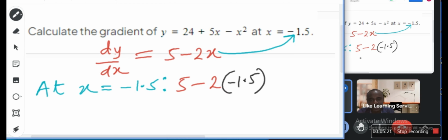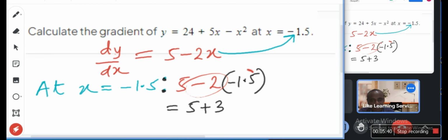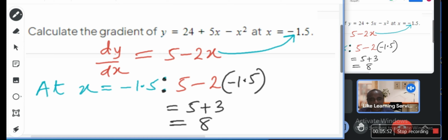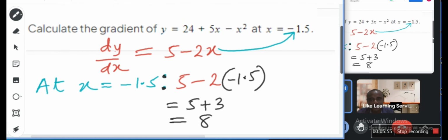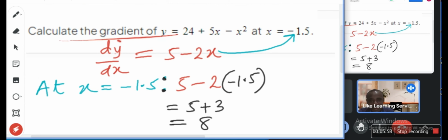Yes, sir. That gives us what? Minus 3. Okay, so this is equal to 5 minus, no, it's not minus 3. Minus 2 times minus 1.5 will give us plus 3. Be careful. Minus 2 times minus 1.5 is plus 3. So 5 plus 3 is 8. You really need to be careful about stuff like this. Okay? Yes, sir. So the gradient is equal to 8. Is that clear? Yeah. The simple thing is, say, calculate the gradient. So the gradient is just the dy over dx, and at whatever x value it is, substitute it. Next question.